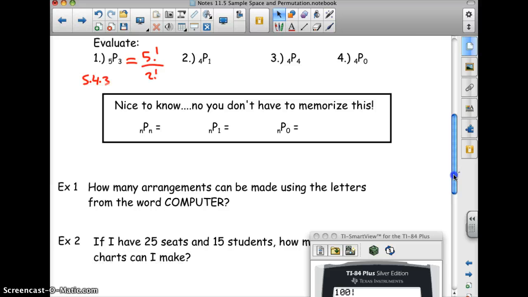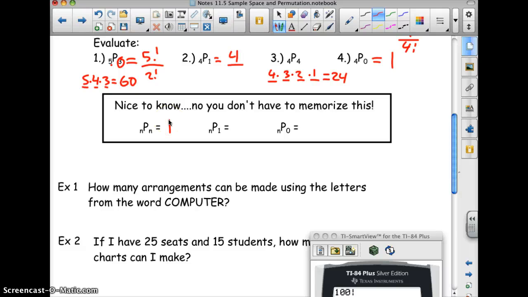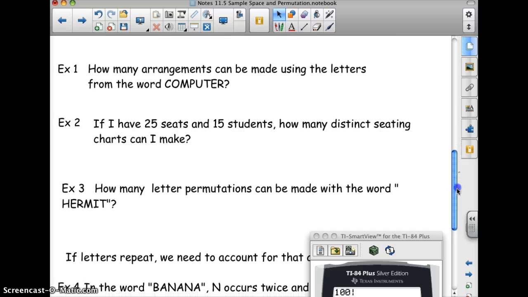All right, so that's what I was just kind of talking about. Nice to know. No, you don't have to memorize this. nPn is going to be 1. nP0 is going to be 1. nP1 is going to be n. All right, so those are just some shortcuts, so you don't have to really even evaluate anything.